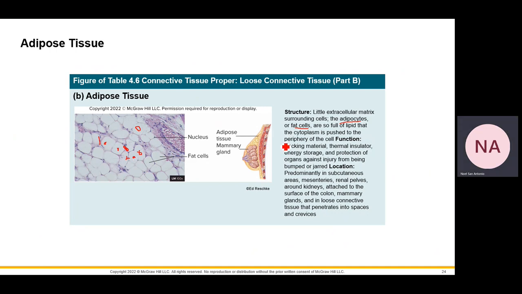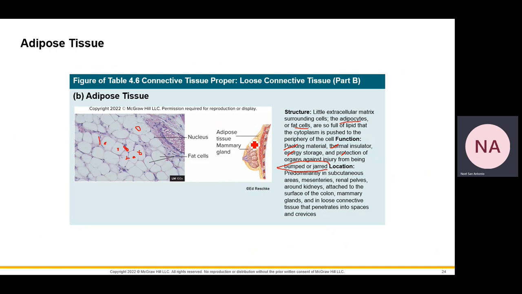And what is the function? They are also packing materials. They are thermal insulators, energy storage, and protection of the organs against injury from being bumped or jarred. It cushions most vital organs from being bumped or jarred. Hence, the mammary glands are enclosed within adipose tissue.